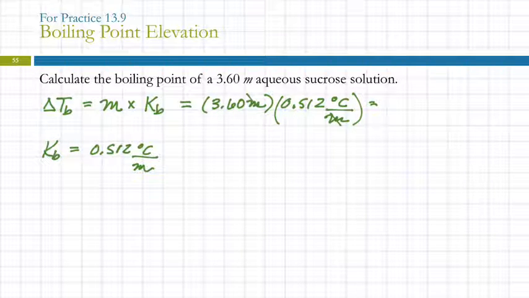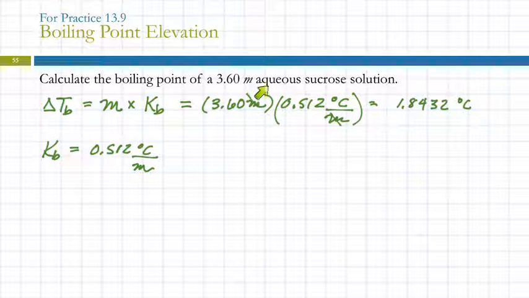So 3.6 times 0.512. Calculator says 1.8432. The units say degrees Celsius. Is that my boiling point? No. It's the change in the boiling point. Boiling point goes up. So I'm going to add that to the normal boiling point.